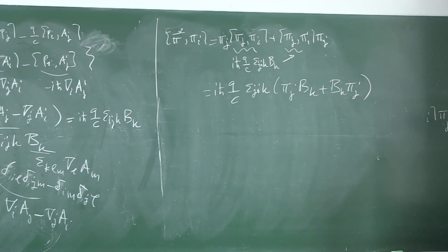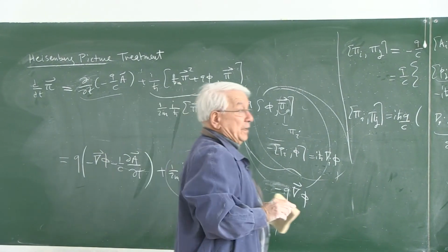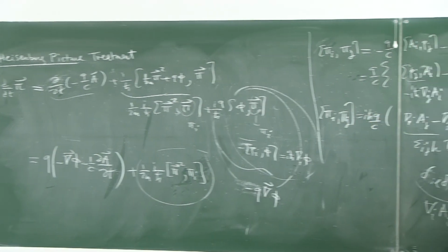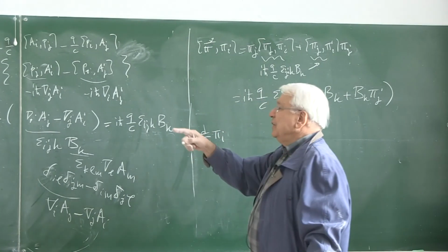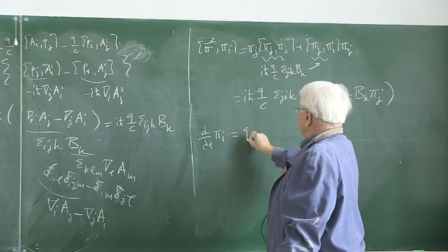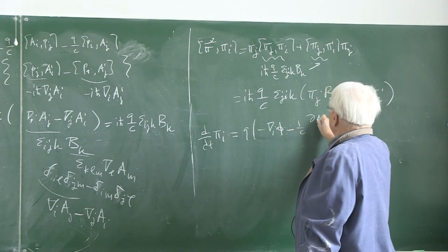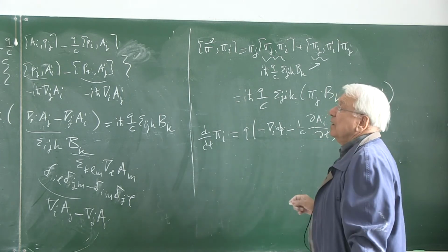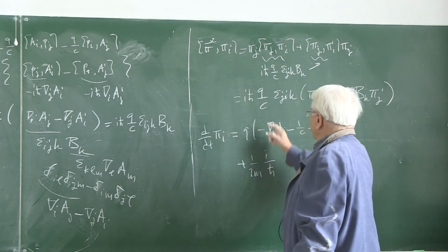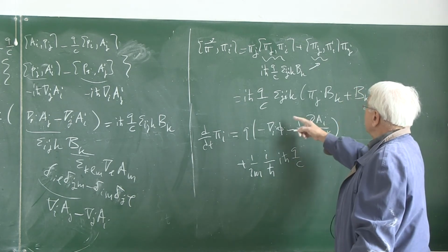So let me substitute in here. That's where I have to put that in, and then we'll see. d by dt of pi_i. Let me put in the indices now, not to get confused. That's the left hand side, the pi_i: q minus d_i phi minus 1 over c d_i dt, plus 1 over 2m, i over h bar times this thing, i h bar q over c epsilon_jik.